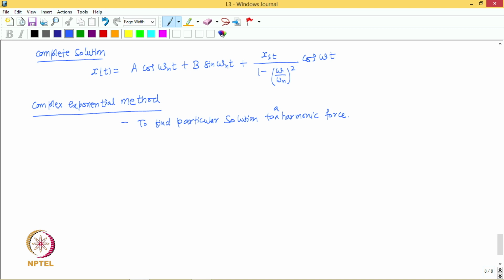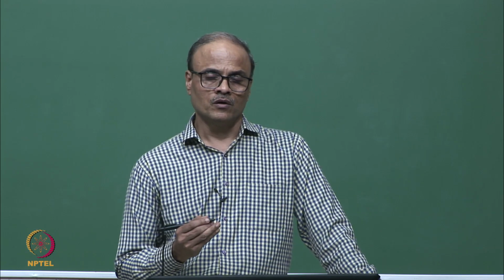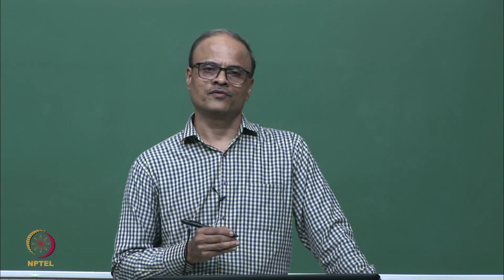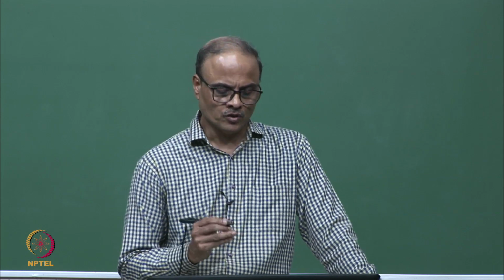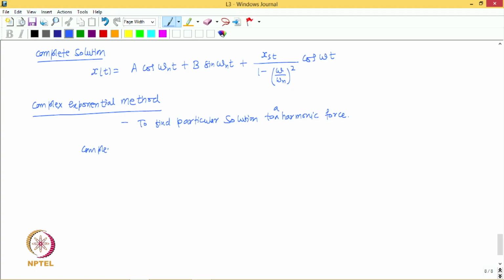The idea of the method is that instead of finding the response to the actual force, which is F naught cos omega t, we find the response to a complex exponential force whose real part is the actual force F naught cos omega t. That is the idea. Therefore, if I use an overbar to represent the complex exponential force corresponding to the actual force, then this is nothing but F naught e to the power i omega t.